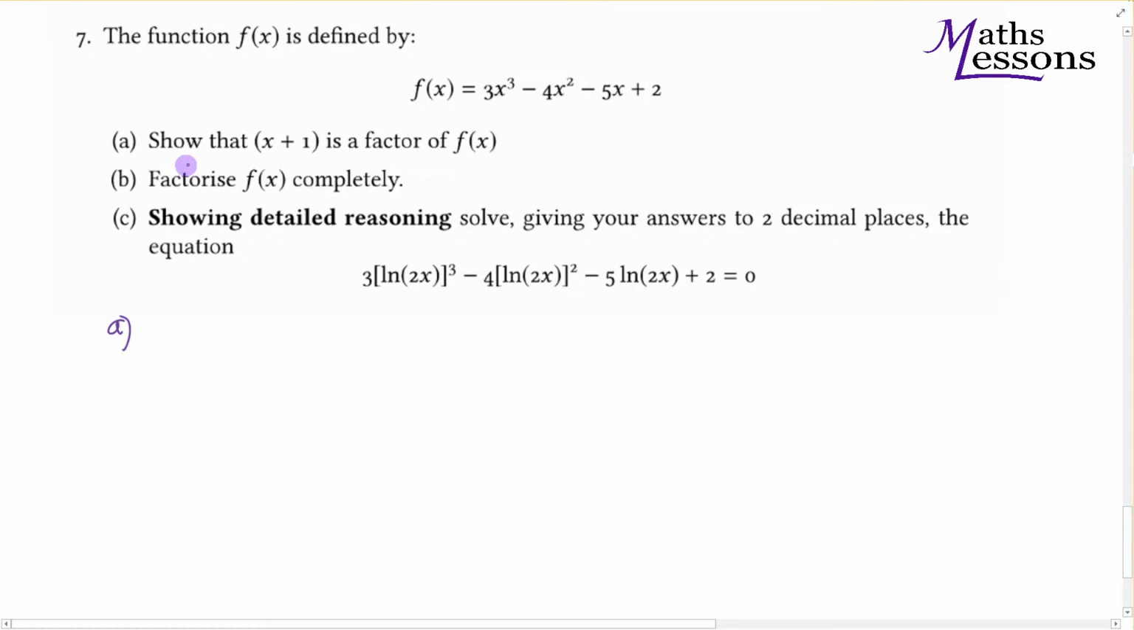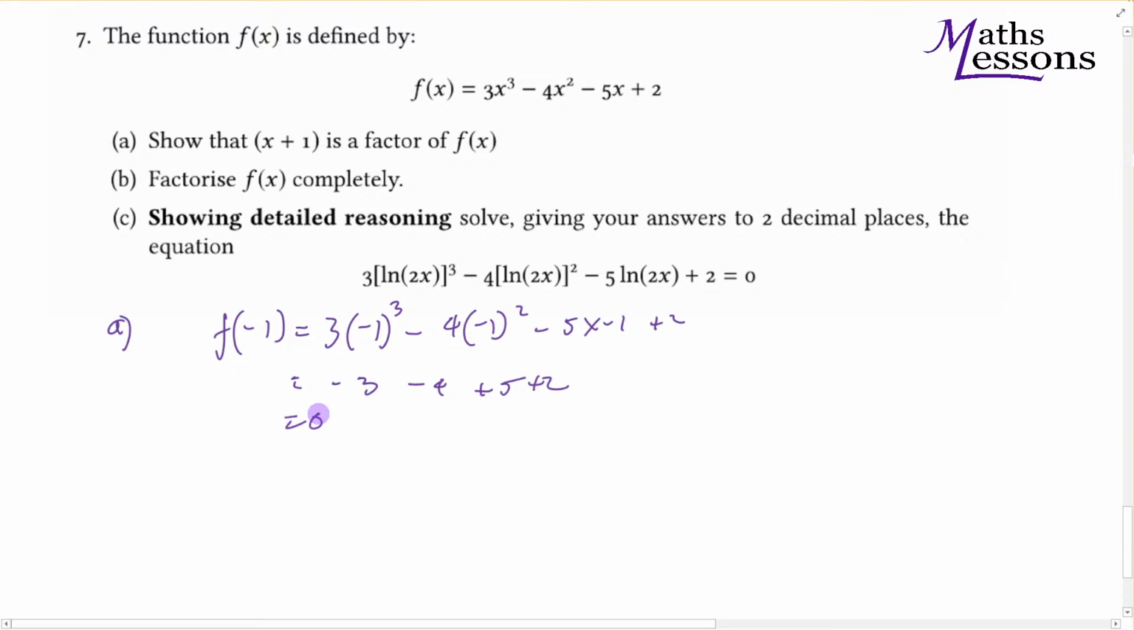So A, we want to show that x plus 1 is a factor of f of x. So therefore we do f of minus 1 using the factor theorem. And we do 3 times minus 1 cubed minus 4 times minus 1 squared minus 5 times minus 1 plus 2. So we get minus 3, and then we're going to get minus 4 plus 5 plus 2, and that equals 0. Therefore, by the factor theorem, x plus 1 is a factor.